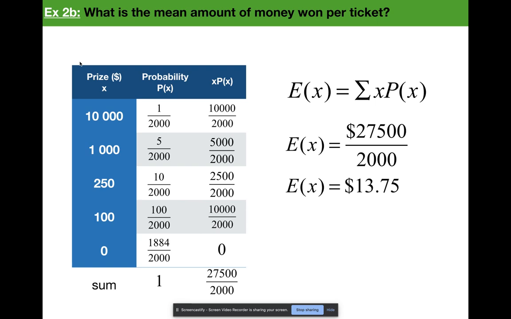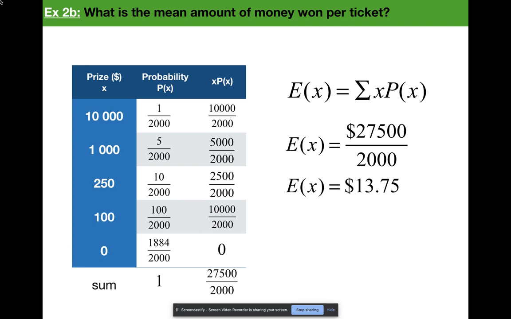Now notice I've got a unit in there, dollars. Where did the unit come from? The unit comes from X being my prize amount. X was in dollars. So I was multiplying dollars times a probability, which is unitless. So dollars times no unit gives me dollars. So what does this mean again? No ticket is going to give you $13.75. There's no prize amount that's $13.75. So I'm not expecting to win that much.